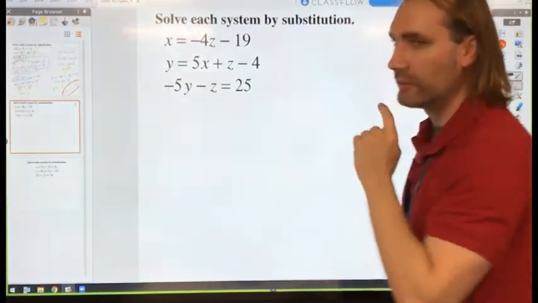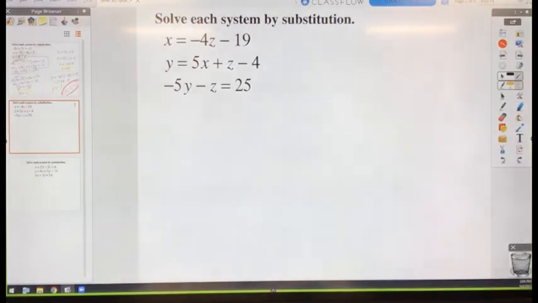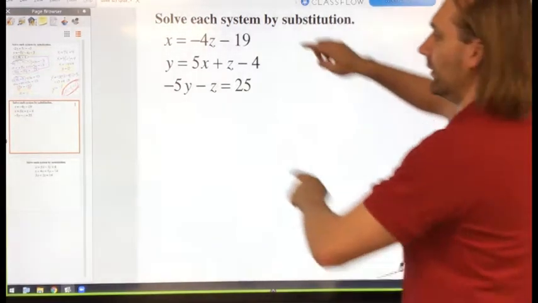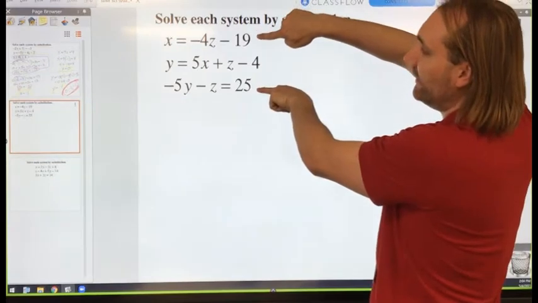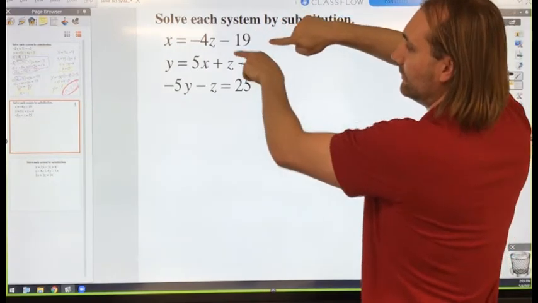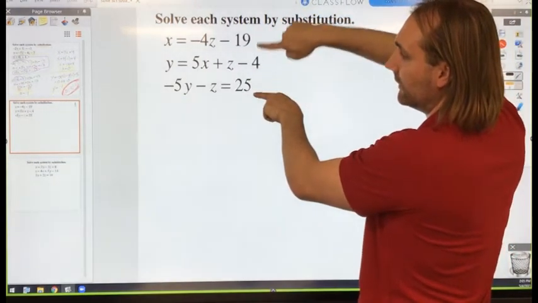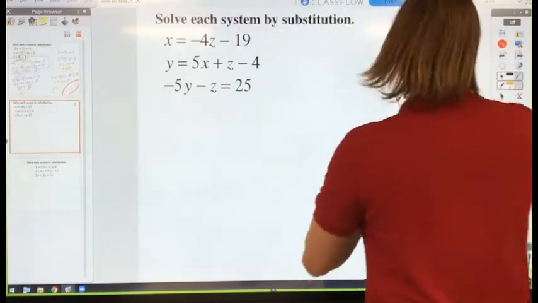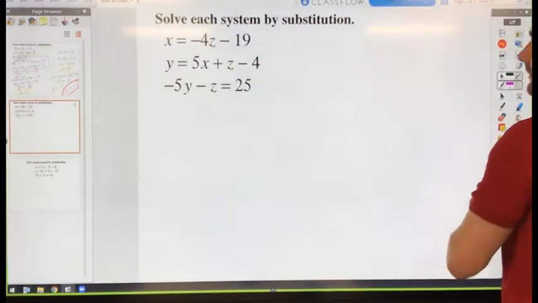No. Remember, we want to turn the 3 by 3 into a 2 by 2. Which one's already good to go with the 2 by 2? The top and the bottom. These two, which one do you think might be the easiest to work with? The top one. The top one has an x equals, right? Yeah. It's already got one variable ready.